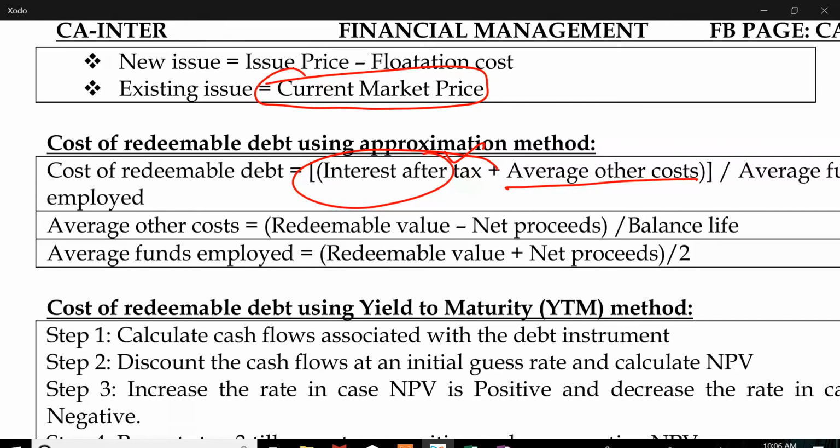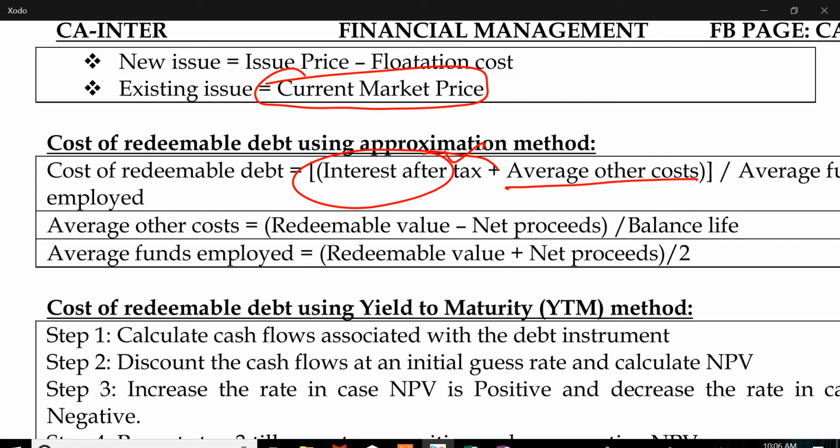Redeemable value: problem silent, redemption at par. Problem silent, redemption will happen at par. See, anything you don't know, it is at par value. That is the normal assumption. Unless they tell me that it is happening at a discount or premium, all of that has to be given in the question. Clear? Average funds employed is redeemable value plus net proceeds, by 2.